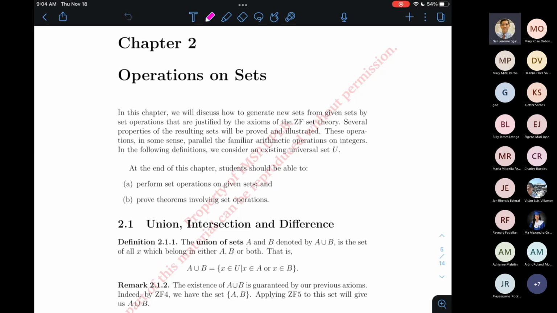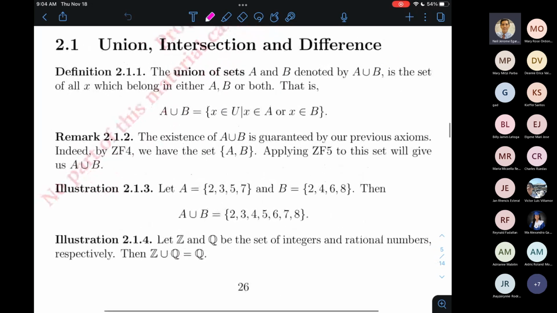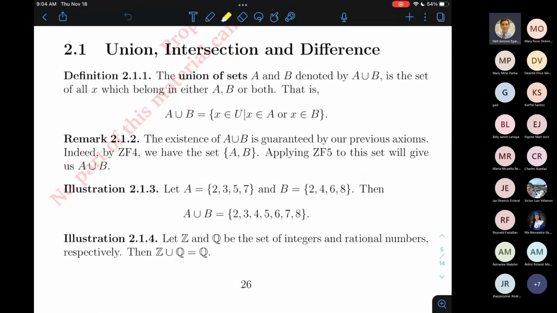Okay? Now we start the discussion by talking about union, intersection, and the set difference. Okay? Now let's start with the union. And that's in definition 2.1.1. Or basically, I'll just call these definitions and remarks by the last digit na lang. Alam nyo naman na 2.1 naman siya magsisimula. So in definition 1, we see what the union of sets is. And actually, we have already met the term union before when we looked at the Zermelo-Fraenkel axiom of union. I think it's ZF5.